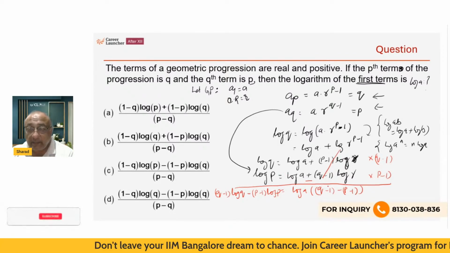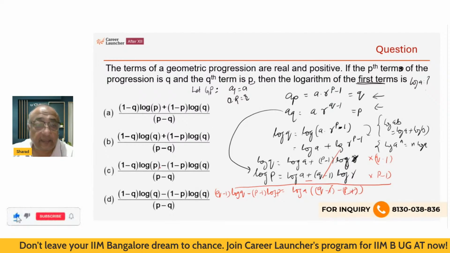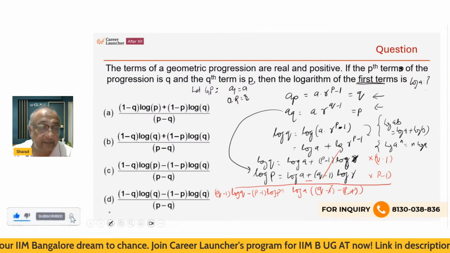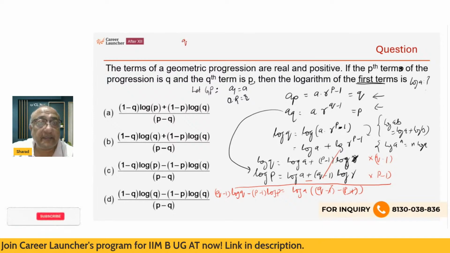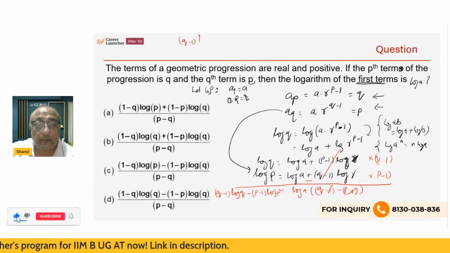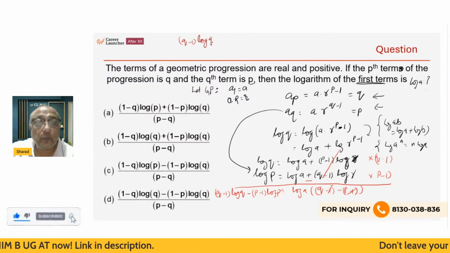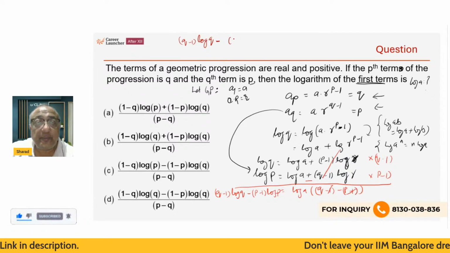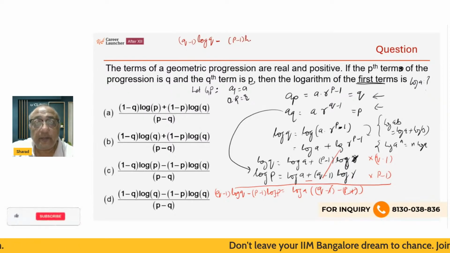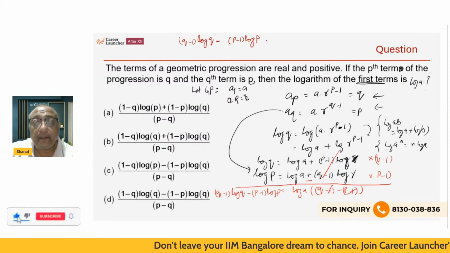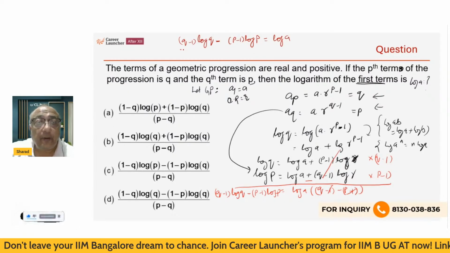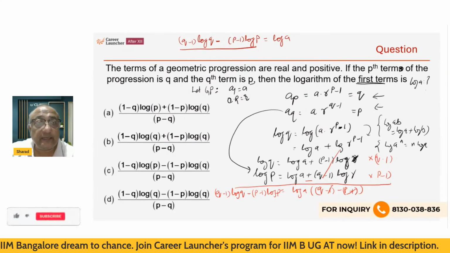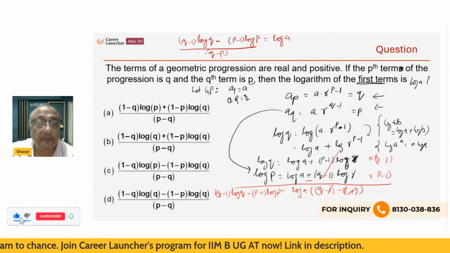Okay. This one and this one will get cancelled. So let me now write a result here. This is (q minus 1) log q minus (p minus 1) log p is equal to log a, and upon simplifying we will get q minus p. Now let us look at the options.